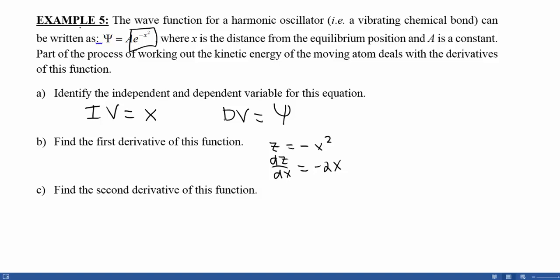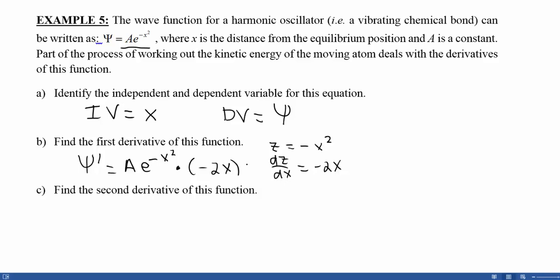So now, when I come back here and I look at my equation and I think about the derivative, psi prime, I have to use the constant multiple rule, which means I'm going to start with the a. The a is a constant that's going to multiply my derivative. And if I have e to the z, then that means that the derivative is e to the z, so again, e to the negative x squared, times dz dx, so times negative 2x. So my first derivative for the function looks like this.